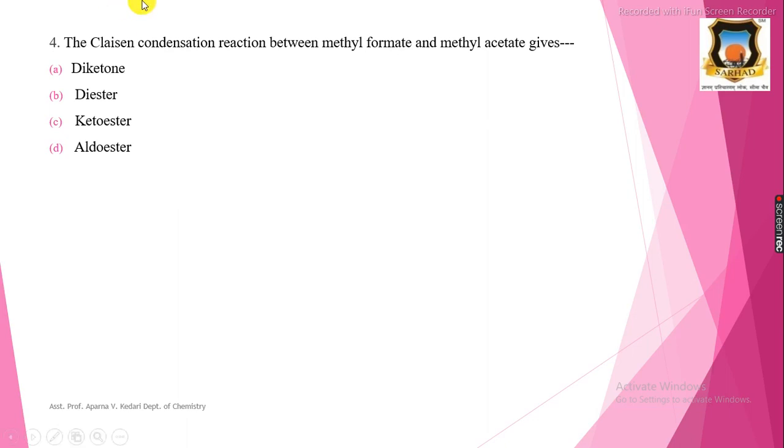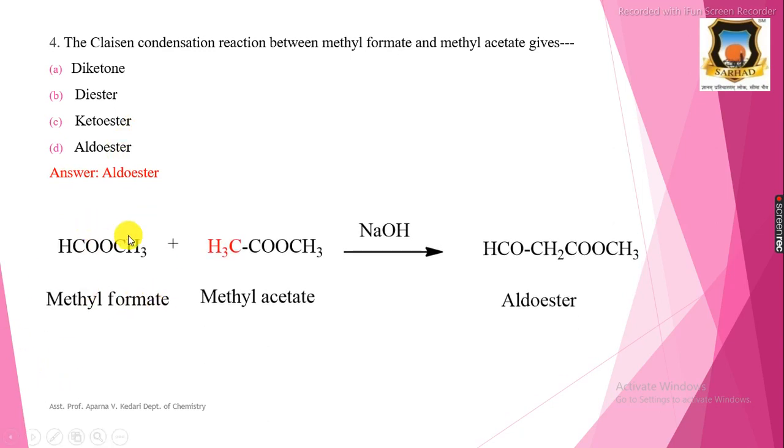Then next is: Claisen condensation reaction between methyl formate and methyl acetate gives the diketone, diester, ketoester, or aldoester. Then the correct answer is aldoester. Reaction of methyl formate with methyl acetate in presence of sodium hydroxide gives aldoester. Therefore, it is the correct answer.